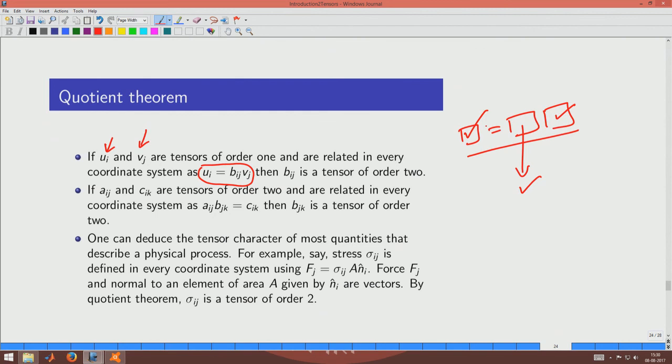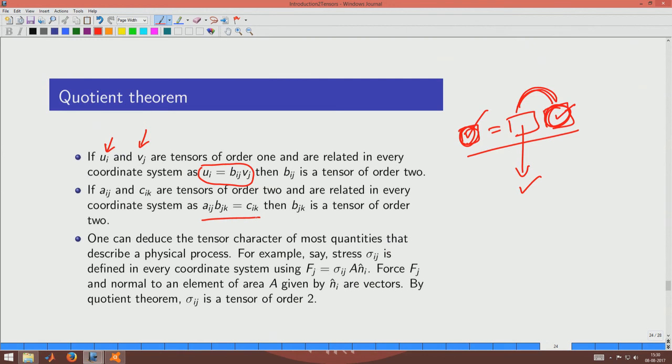Now, the outer product being a tensor is when you knew that these two are tensors, but here it is not these two, it is these two which are tensors, and we are talking about the tensorial order of what is here. So, it is not actually a direct extension of the outer product or inner product being tensors. That is why we need a separate theorem to talk about this. Now, when we apply it for higher orders, we can also see that in every coordinate system, if a_ij and c_ik are related like this, then b_jk also must be a tensor of order 2.